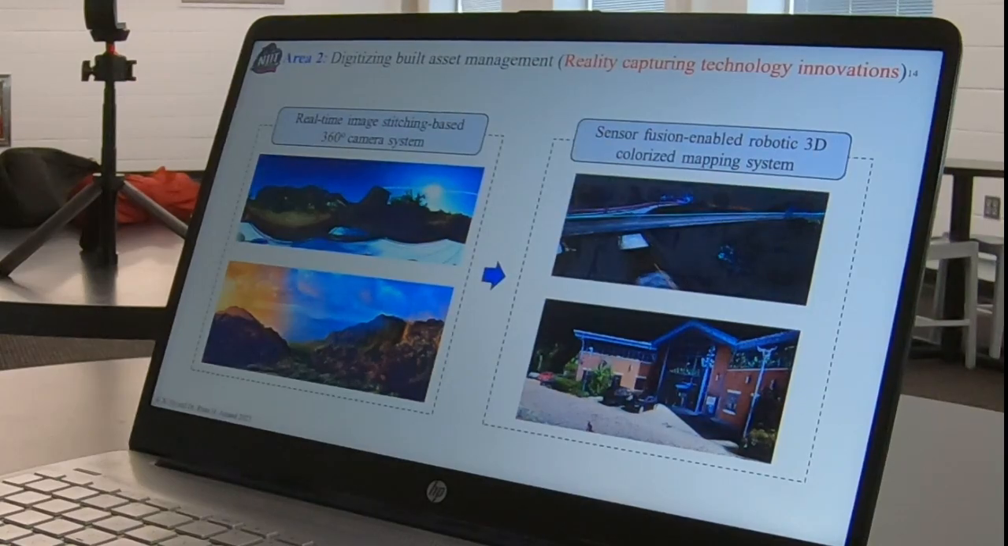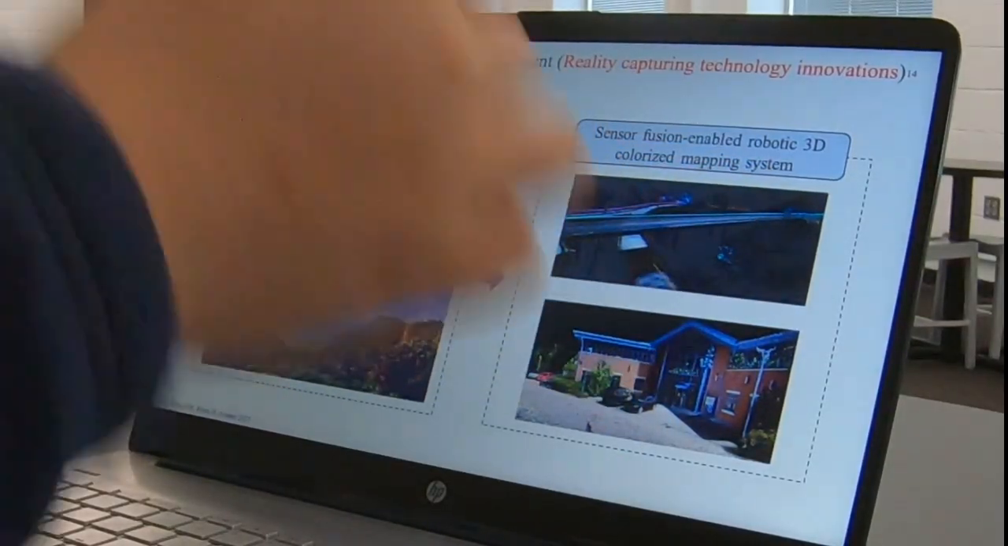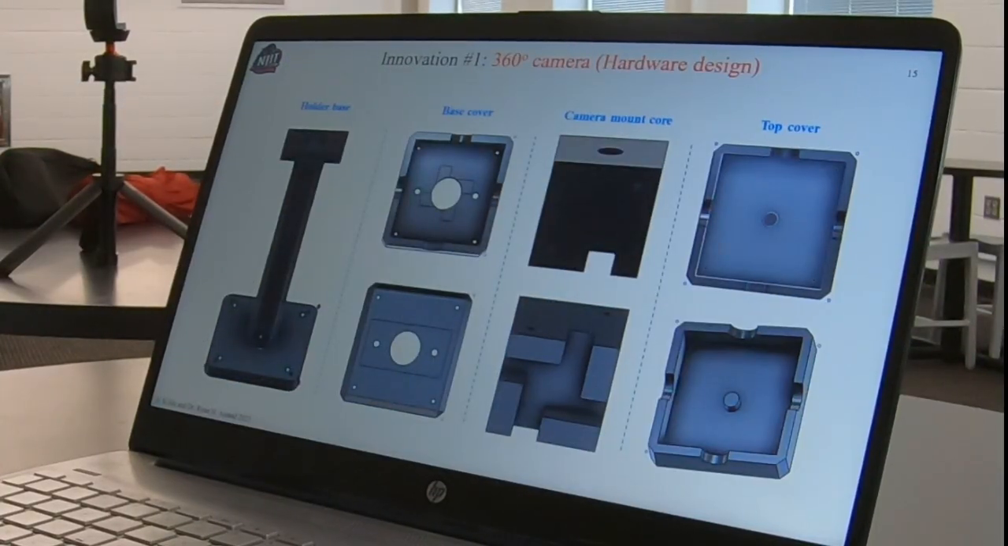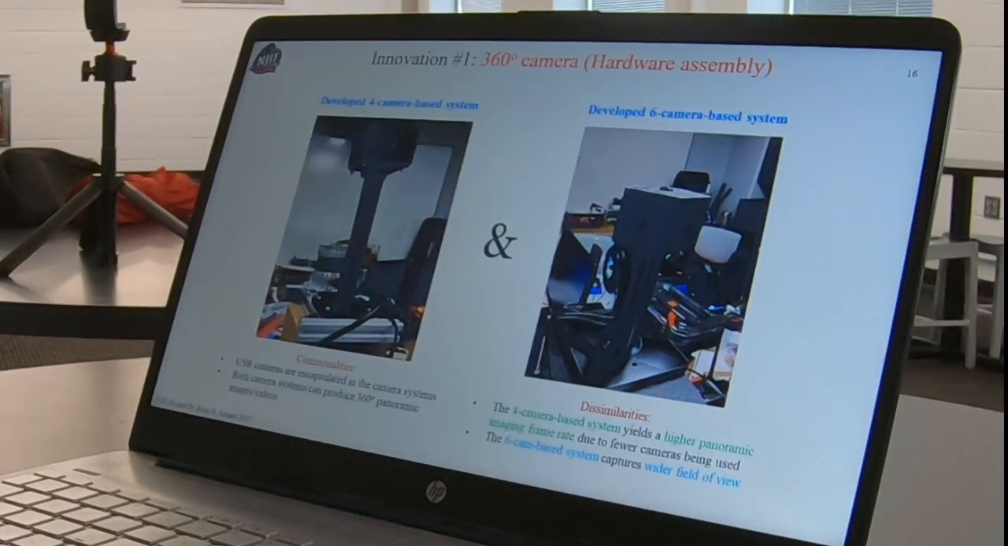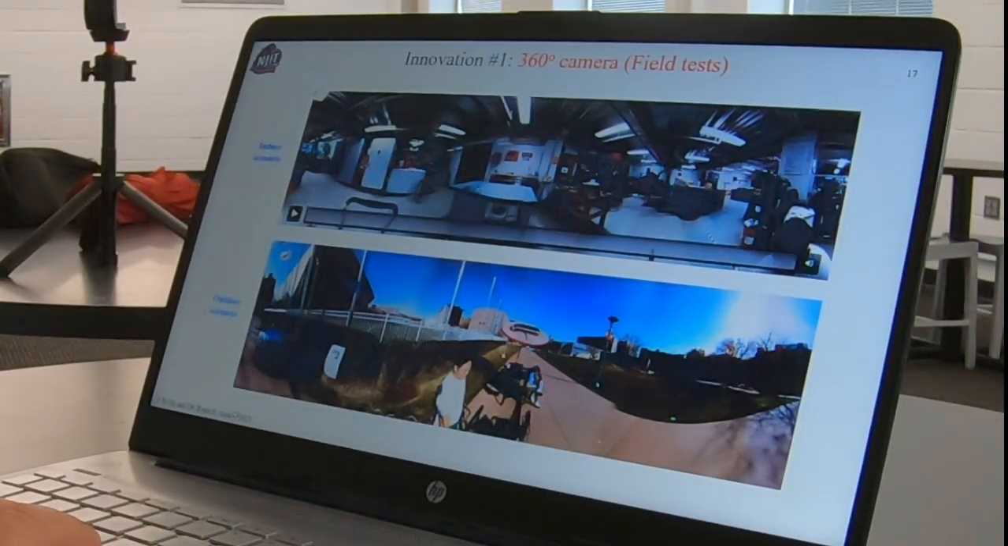And then for this, the reality capturing technologies are 2 things. One is the 3D mapping system, and this mapping system is based on a real-time 360-degree imaging system. It was created by our lab. So here shows some hardware design of the 360-degree camera or imaging system, and we did some 3D printing. We got the USB cameras from a commercial platform, and then we designed the cover, and also we did the assembly together. But for this project, the core is the software. That one is too complex, so I will just show you the final result.